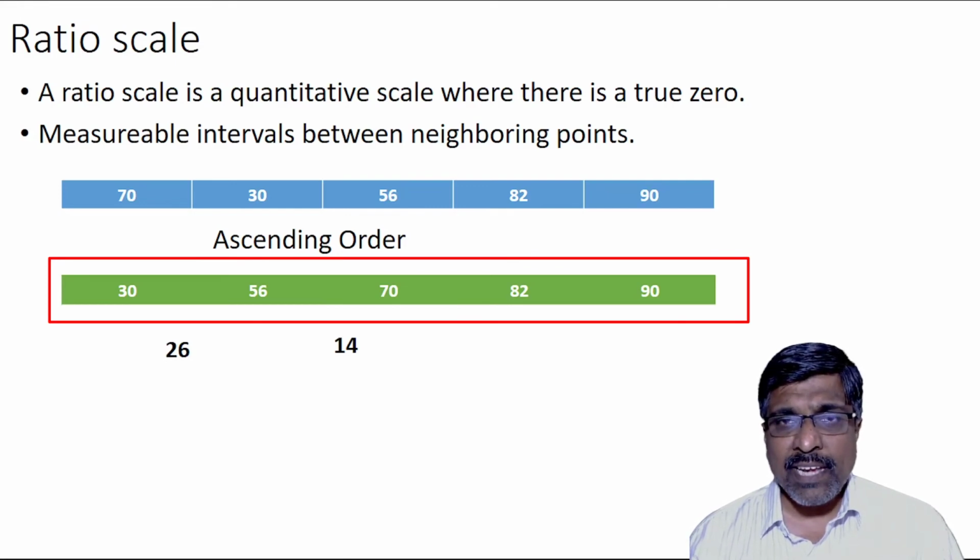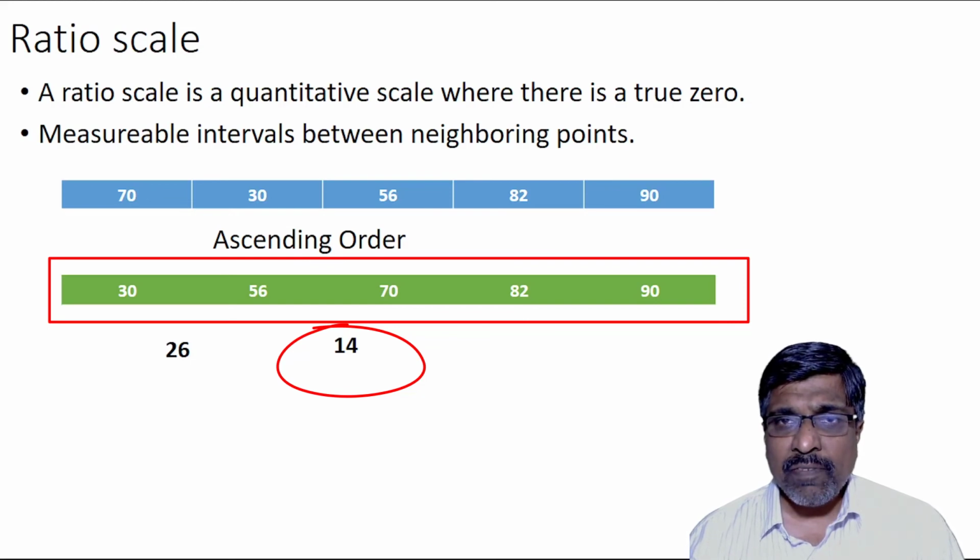So that means in a ratio scale, there is a definite order. Now I can find the difference between two marks. For example, the difference between 30 and 56 is 26 and the difference between 70 and 56 is 14. So like this I can find the difference between the marks.